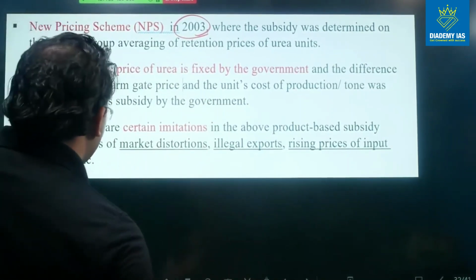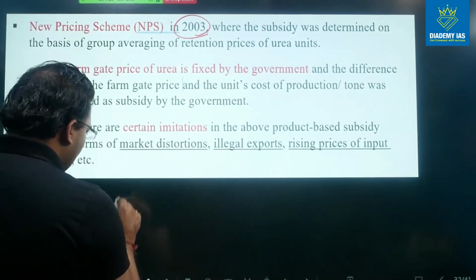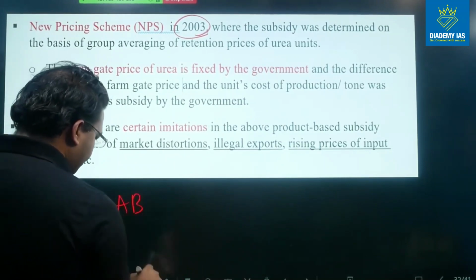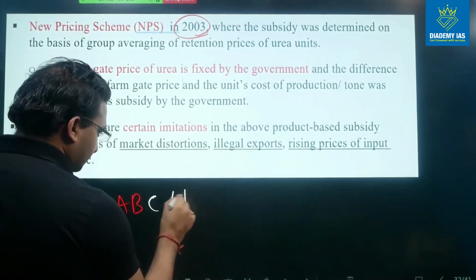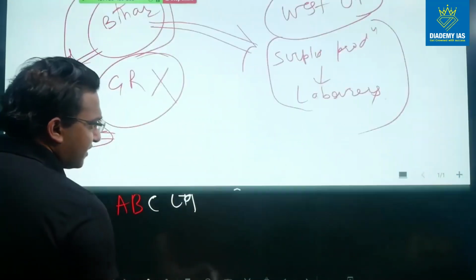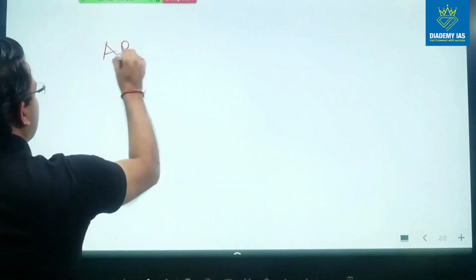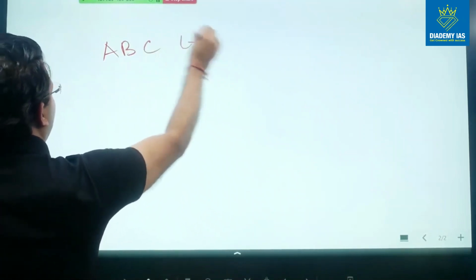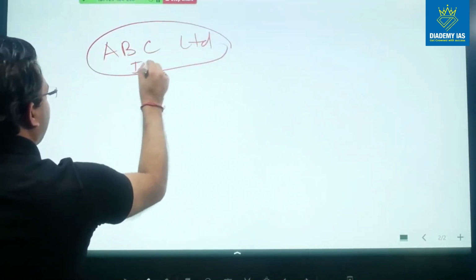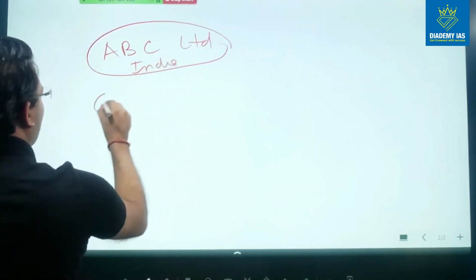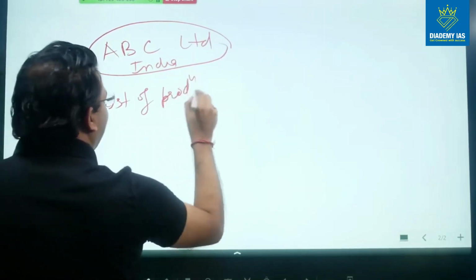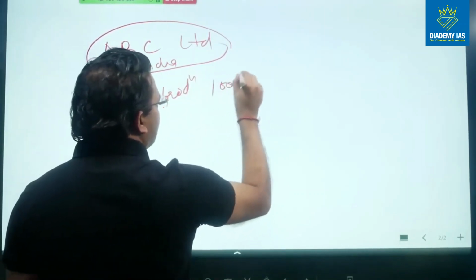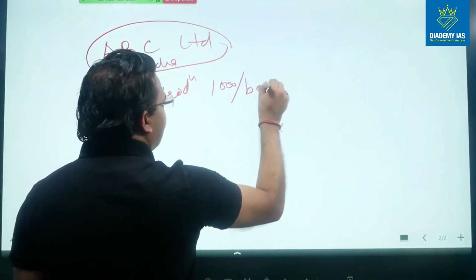So here what happens, suppose there is a company ABC Limited. So let us understand this. Suppose this is the company ABC Limited. This company is manufacturing fertilizer in India. ठीक है? And the cost of production of this fertilizer is 1000 rupees per bag, right?